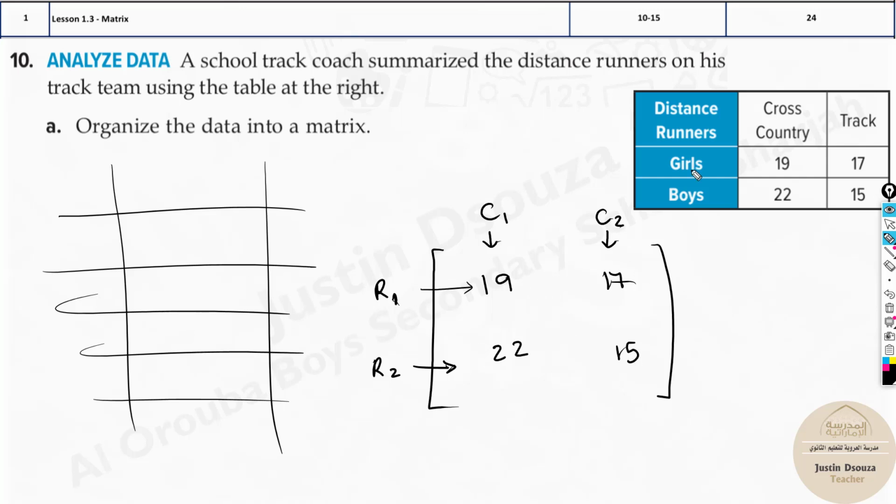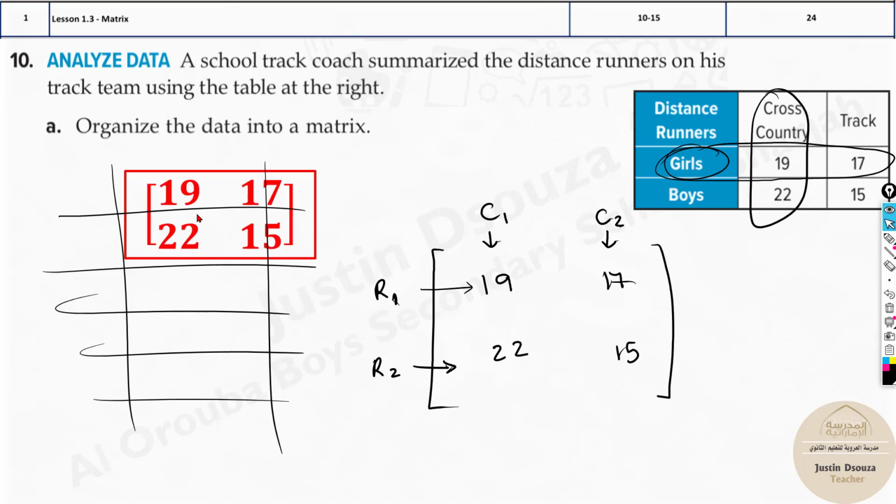If you understand so much, now let's relate it to this given table. What exactly do the rows imply? Rows are the total number of girls, right? Because it's clearly mentioned it's girls. So row 1 means the number of girls who are distance runners. And row 2 is the total number of boys who are distance runners. What about column 1? Column 1 is about cross-country runners, the total number of cross-country runners among both boys and girls, whereas column 2 is track runners. So that is how we can analyze it. So the first answer is just this much.